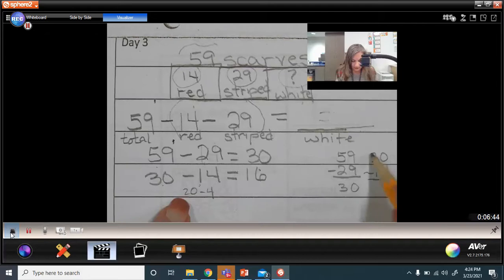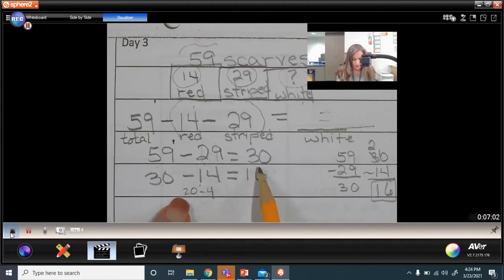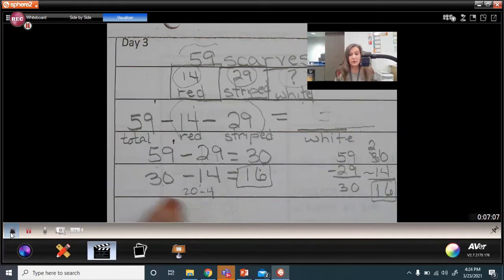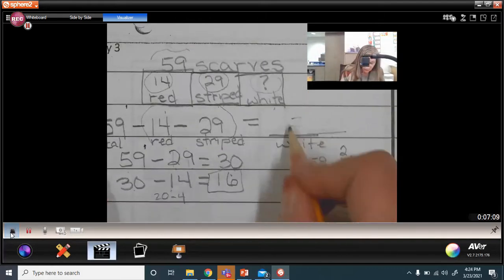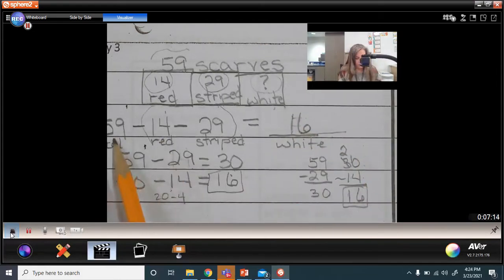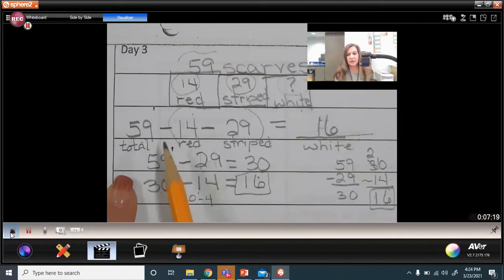Now, same thing here. I regroup and I borrow a 10 and regroup it here as 10 ones. And 10 minus 4 is 6, and 20 minus 10 is 10. So again, I still came up with the same difference, just did it a different way. So let's show that there are going to be 16 white scarves when I take out the 14 red from here and the 29 striped from there as well.